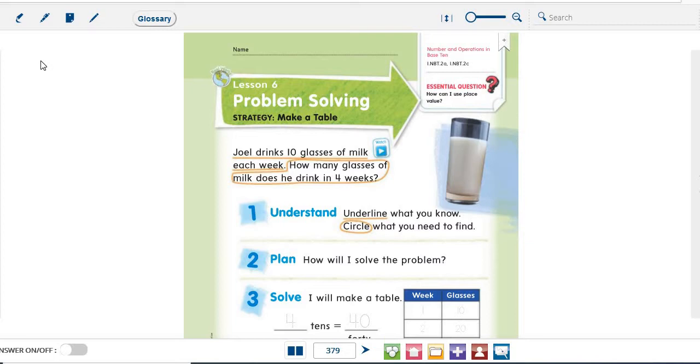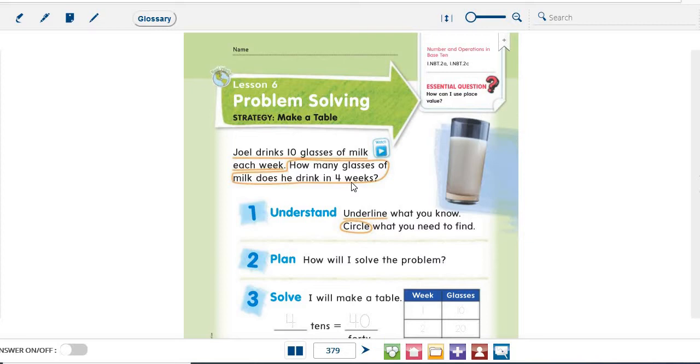Now the question is, how many glasses of milk does he drink in 4 weeks? Good question. Let's reread the problem again and underline the fact that we know. Joel drinks 10 glasses of milk each week. This is the most important fact that we know, and the only fact. The question is, that's what we need to find. How many glasses of milk does he drink in 4 weeks?